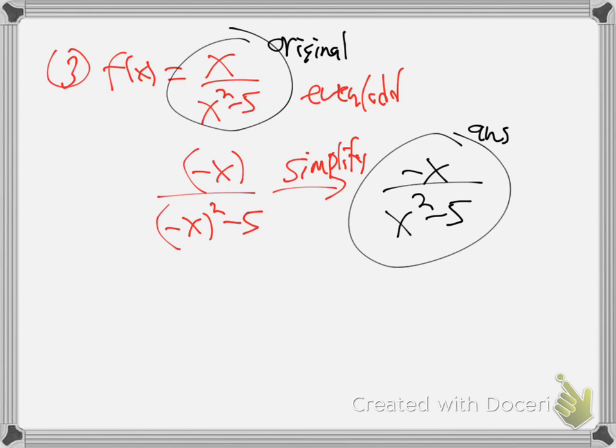How does the original compare to the answer? Do you see it's odd? Because it's negative 1. The original times negative 1 is the answer. You might say, yeah, but that negative 1's on the top. Well, that's the whole deal with a fraction, right? When you multiply by negative 1, that negative can go to the top only or the bottom only, but not both. That good? So yeah, that one's odd, because of this negative right here. That's the negative 1. It multiplied the top by negative 1.